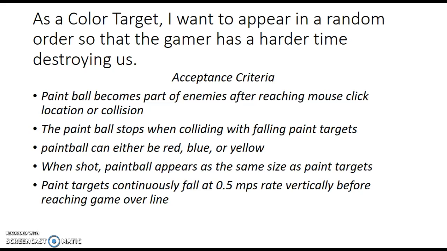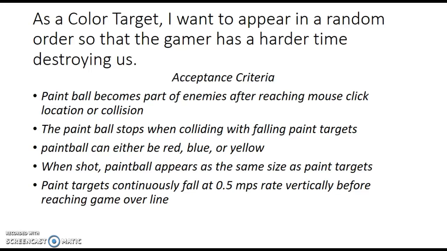As a color target, I want to appear in a random order so the gamer has a hard time destroying us. The paintball becomes part of the enemy after reaching the mouse click location or collision point. The paintball stops when colliding with falling paint targets. The paintball can either be red, blue, or yellow.